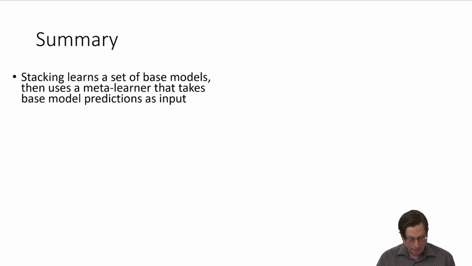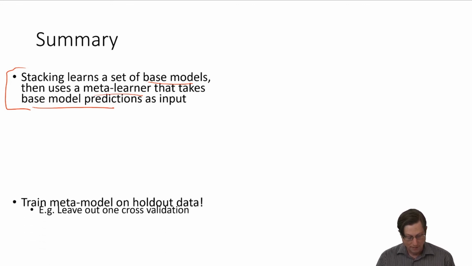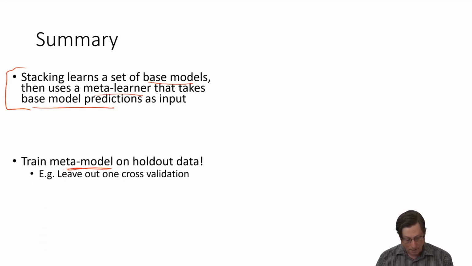Stacking is an ensemble method that learns a set of base models of different types, whatever you want, and then uses a meta learner that takes the base model's predictions as input and tries to predict the original labels. You've got to train that meta model on holdout data. Otherwise, it's going to be too optimistic. It's going to overfit. It's not going to be good.